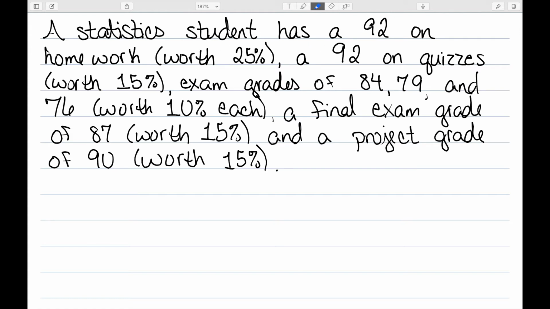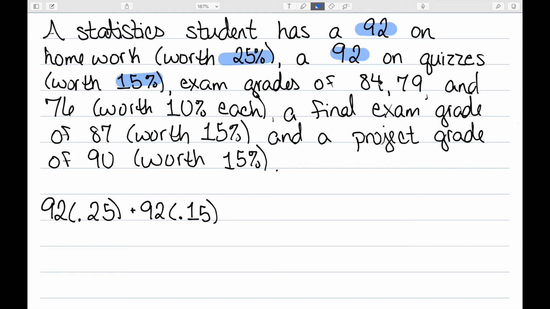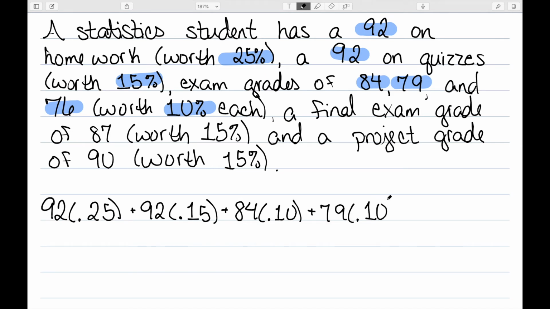As we go through this problem, we have a grade of 92 worth 25%. So I'm going to multiply the grade by its weight, 0.25. We then have a 92 that's worth 15%. So plus 92 times 0.15, its weight. We have an 84, a 79, and a 76 worth 10% each. So I'm going to do 84 times 0.10 plus 79 times 0.10 plus 76 times 0.10.